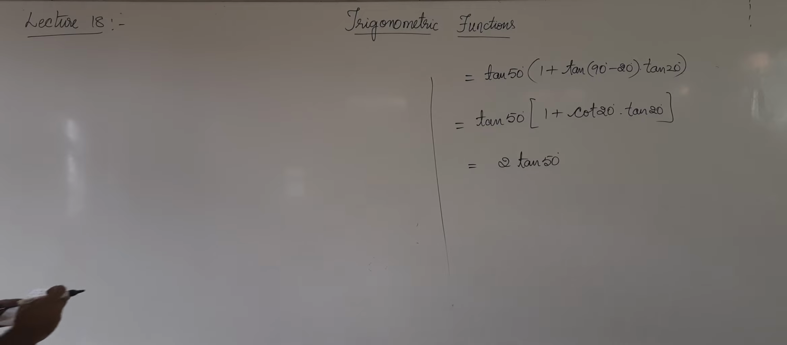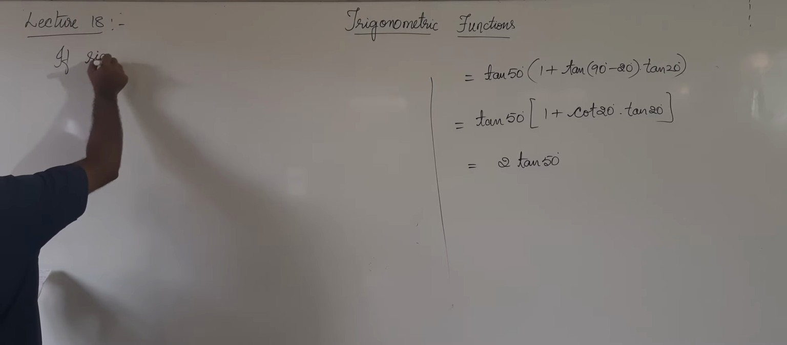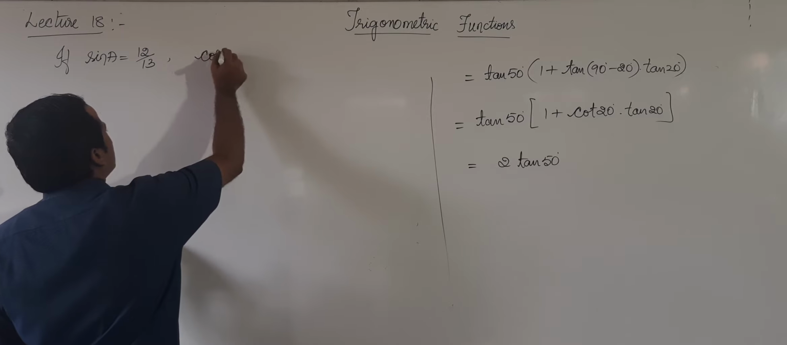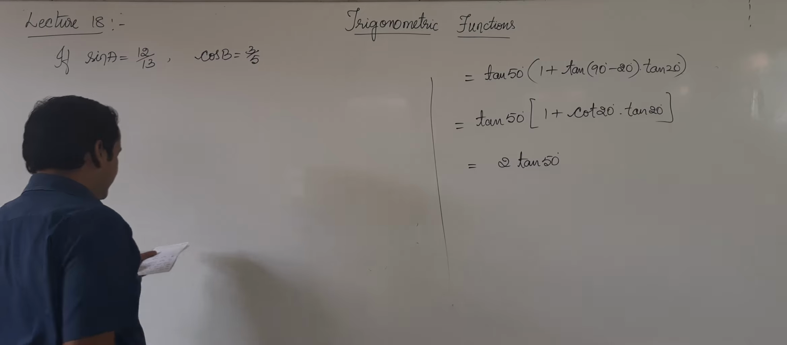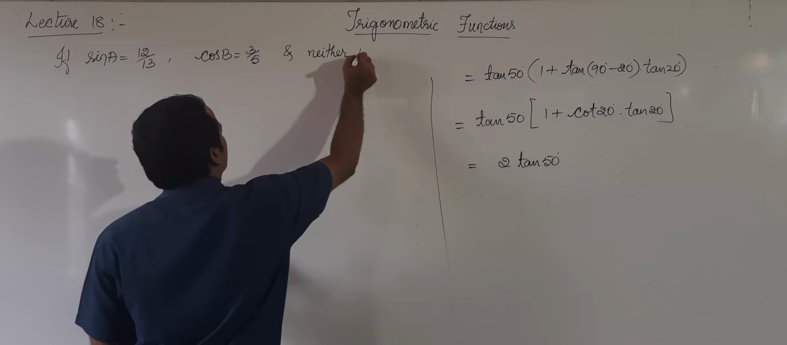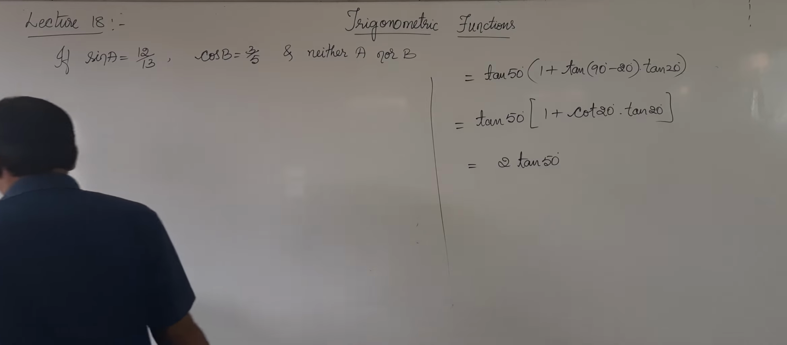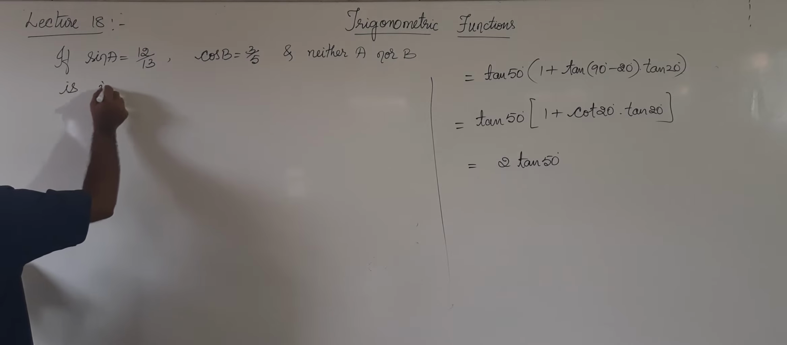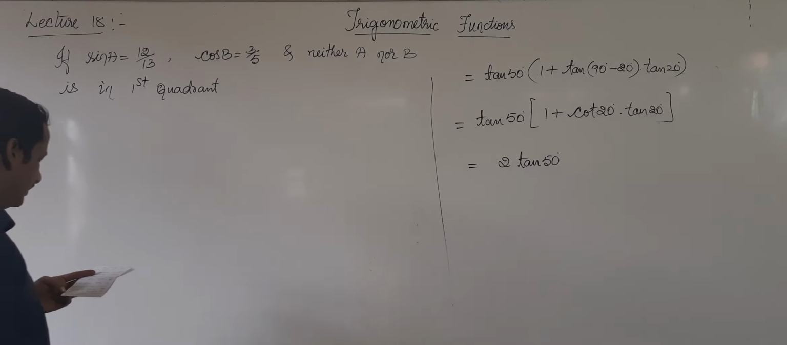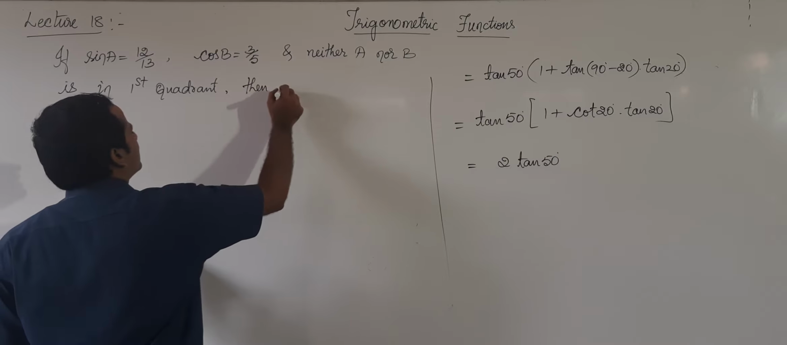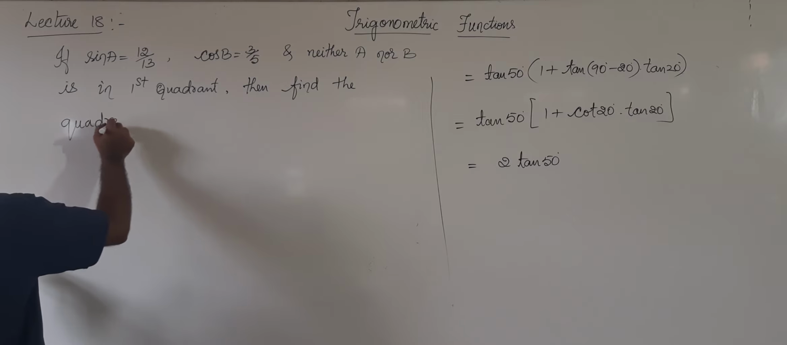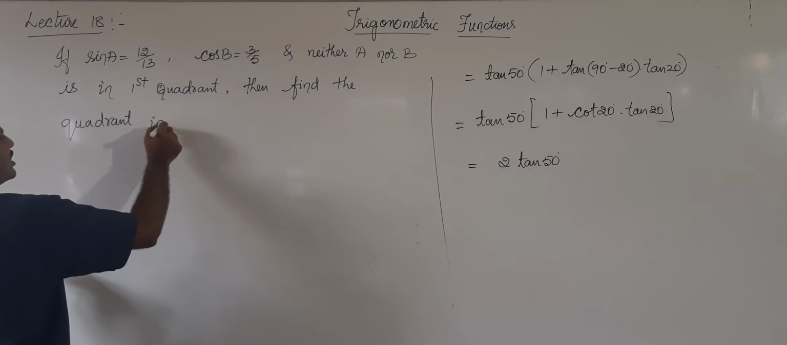If sin A is equal to 12 by 13, cos B is equal to 3 by 5, and neither A nor B is in first quadrant, then find the quadrant in which A plus B lies.